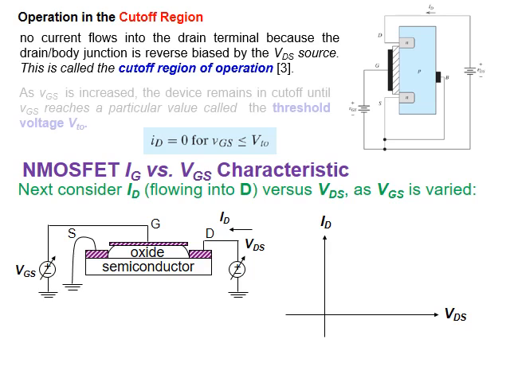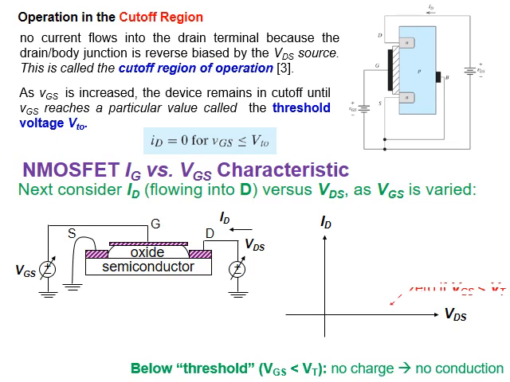Okay. Now, cutoff region, when VGS is lower than V threshold, what happens? No current will flow. ID will be 0, drain current will be 0 when VGS is lower than the V threshold. You see here, the voltage VDS increases, but no current flows between drain and source. Okay, it's not good enough to make a conduction of current.